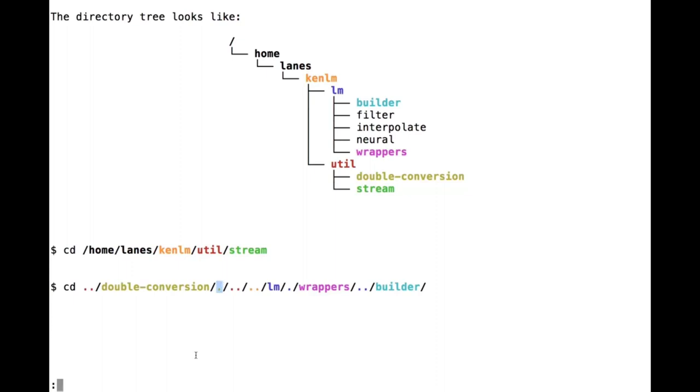Dot is another name for the current directory. This means that ../double conversion/. means exactly the same thing as ../double conversion. The parent of double conversion is util. Thus, ../double conversion/./.. refers to the red node in the tree, whose absolute path is /home/lane_s/kenlm/util.